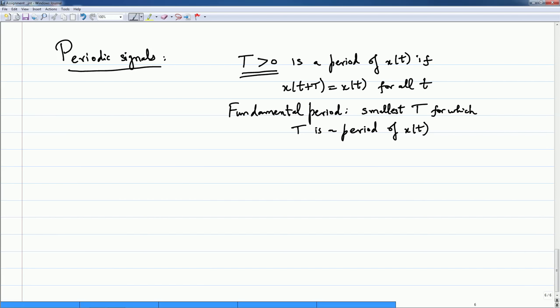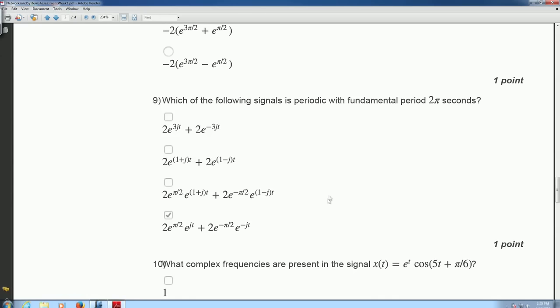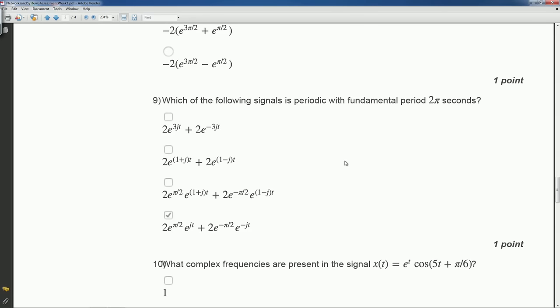You have to check if T is a period, you have to simply plug in t plus T instead of t in x of t and see if it evaluates the same as x of t. And for the fundamental period, you have to find what is the smallest valid period for a signal x of t. And there are some nuances here, but this is the definition, and with this definition if you go in and look at your problem, if you look at the 9th problem, you can quickly check the answer.